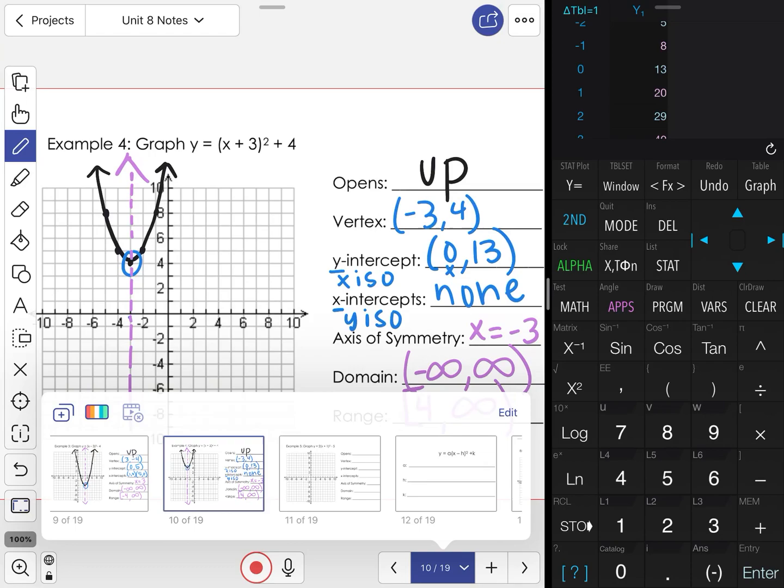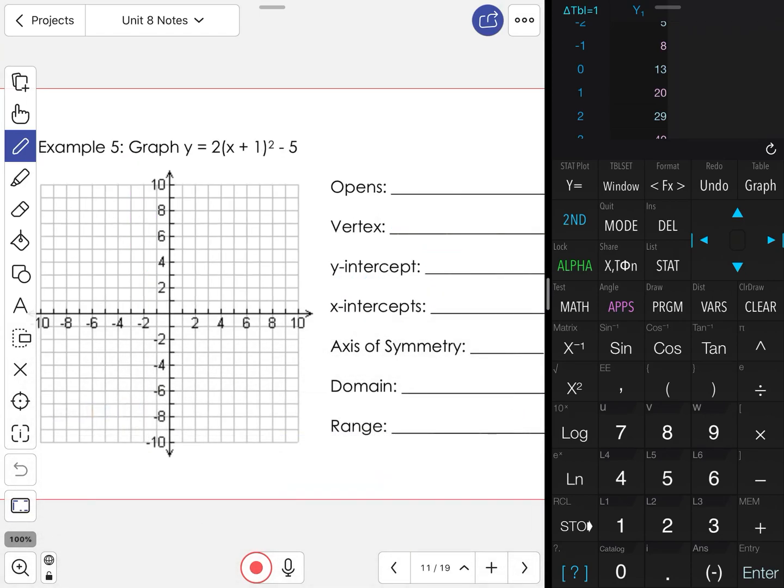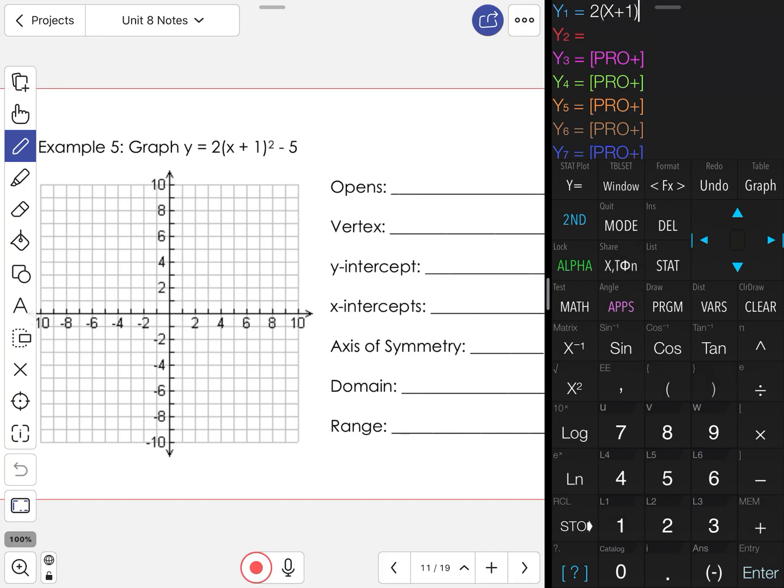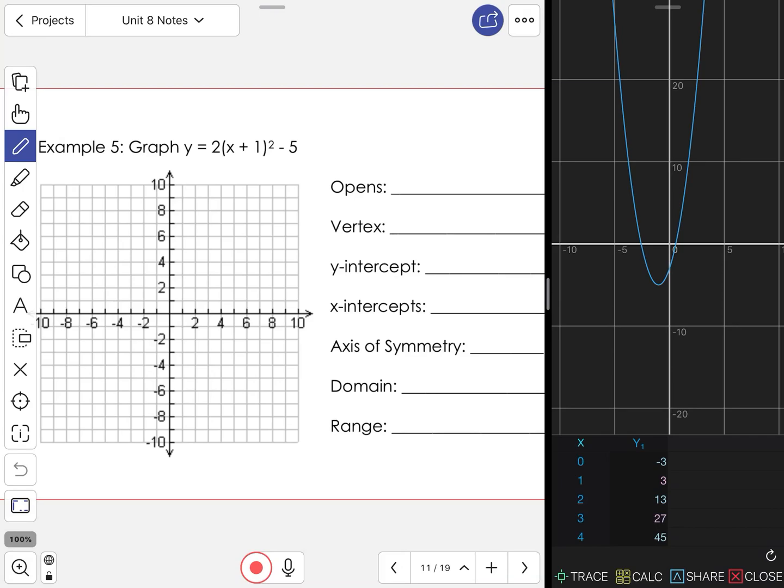Okay, so we got one more example. Let's look at it. We're going to graph 2(x + 1) squared - 5. So let's type that in. 2 parentheses x + 1 squared - 5. Make sure you type that in your calculator correctly. Okay, so we're going to hit graph just to see what it looks like.